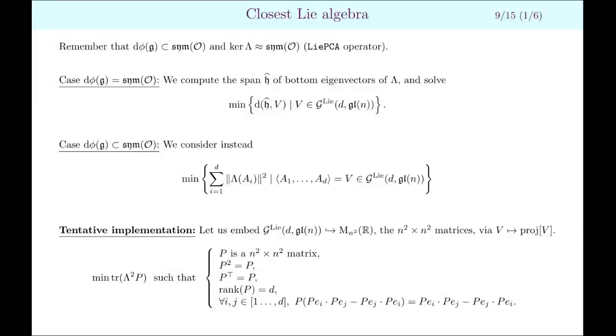Then I can reformulate this problem, and this will give me that, where you can see three conditions here that ensure that the matrix represents a d-dimensional subspace, and we have a last condition that ensures that this subspace is a Lie subalgebra, that the commutators stay in the space.